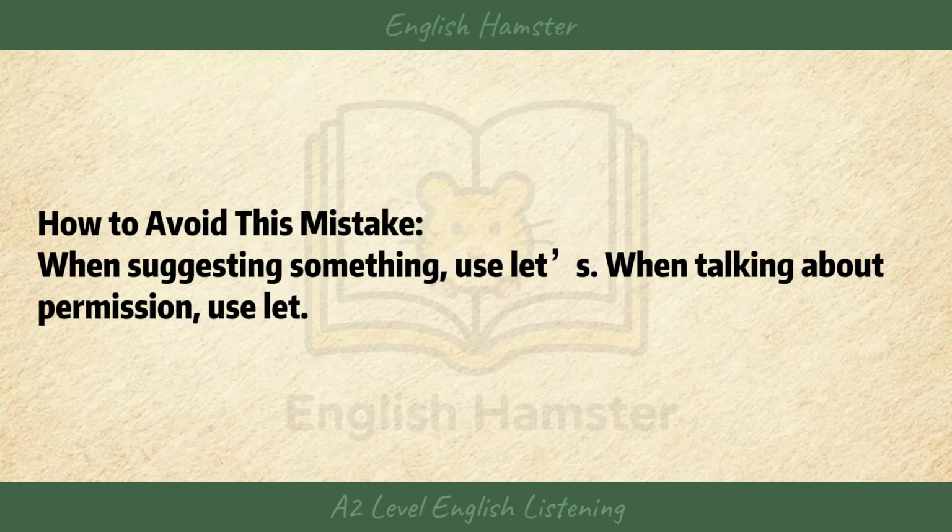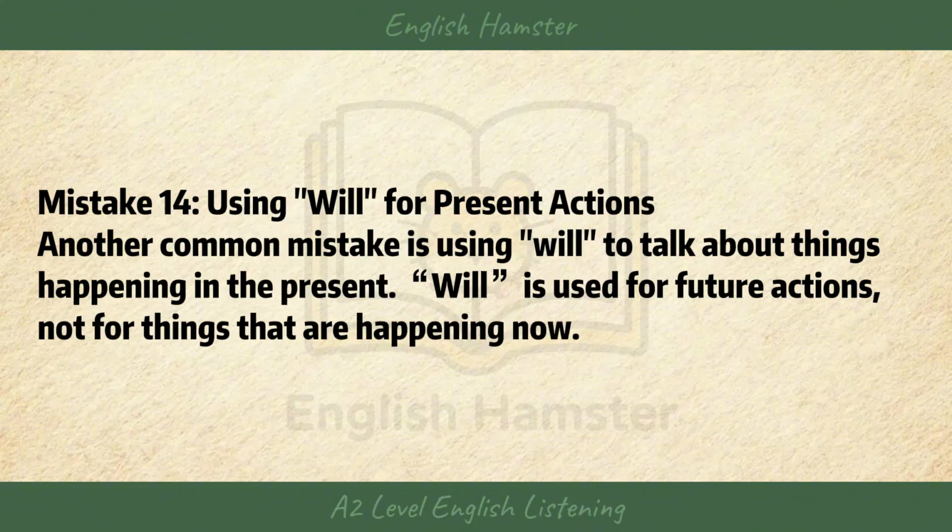How to avoid this mistake. When suggesting something, use let's. When talking about permission, use let. Mistake 14. Using will for present actions. Another common mistake is using will to talk about things happening now. Will is used for future actions, not for things that are happening now.